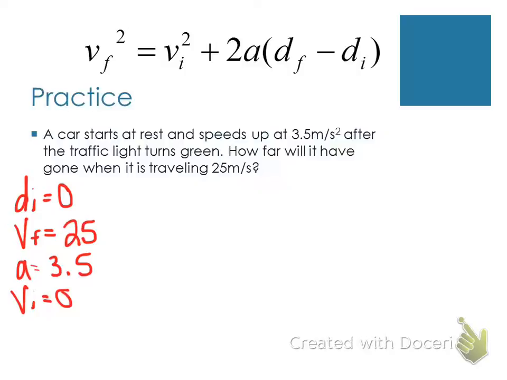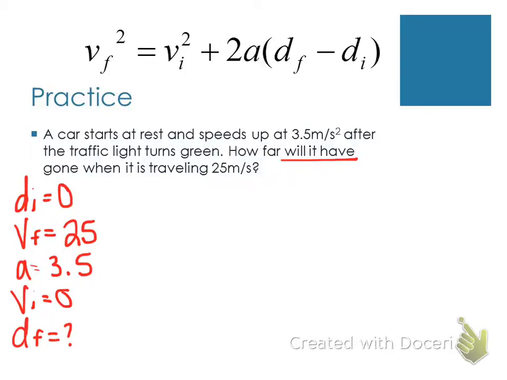You're right, final velocity squared. No, we have final velocity. Okay, so tell me what that question is asking. How far would it have gone? So what do you think we're looking for here? Yeah, final distance, or final displacement. Okay, so d sub f is the variable that we're solving for.